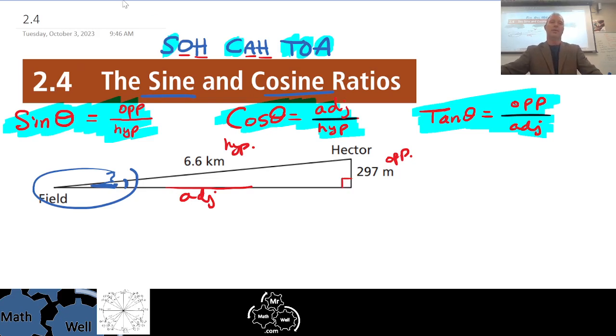So if you look at this, what are we given? Without doing Pythagoras, we are given opposite and hypotenuse. So which of these three include opposite and hypotenuse? It is sine.